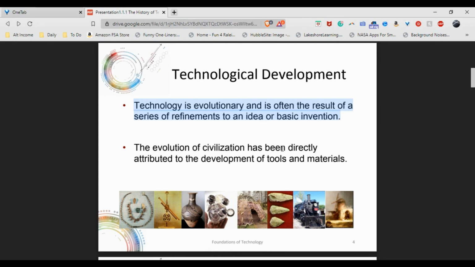The evolution of civilization has been directly attributed to the development of tools and materials. As each invention happens, it causes the society to be more efficient and to be able to do better. And then the better that the society can do, the more that they are able to put their influence on the world. That's why these major countries, not companies, our first world nations, invest so much into research and development of new tools, new ideas, and to continue to put their influence on a global society.